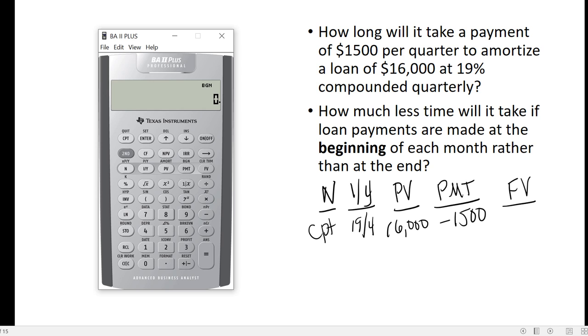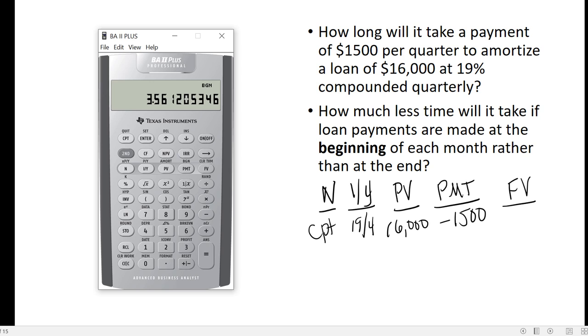So we're going to plug the same numbers in. 19 divided by 4 equals IY, $16,000 PV, $1,500 negative payment, and we're going to compute for N. Notice this time it was 14.24. So we're going to divide by 4, and it's 3.56.